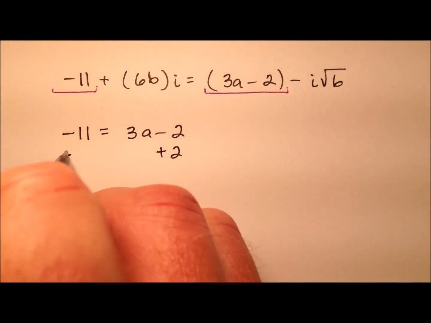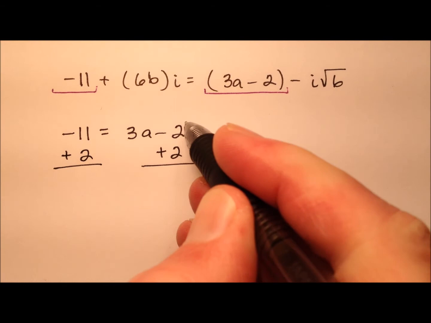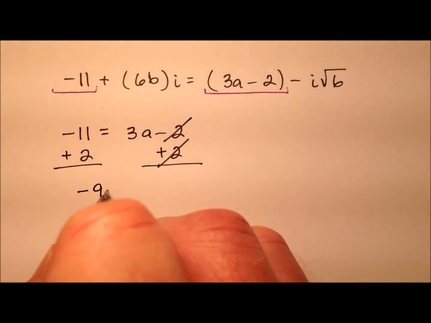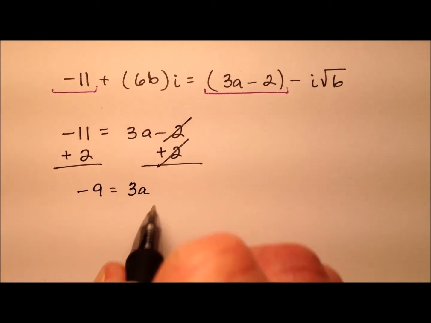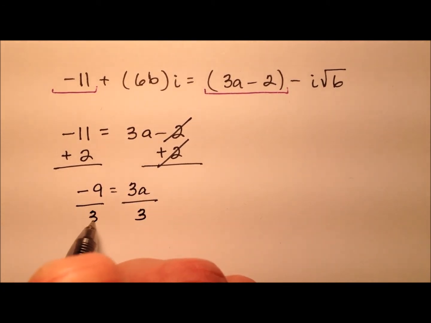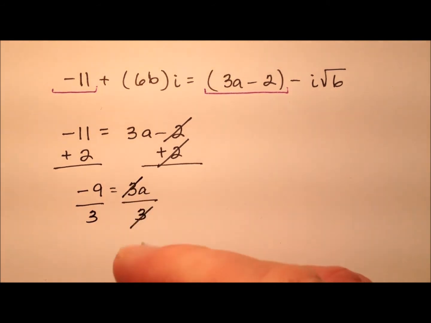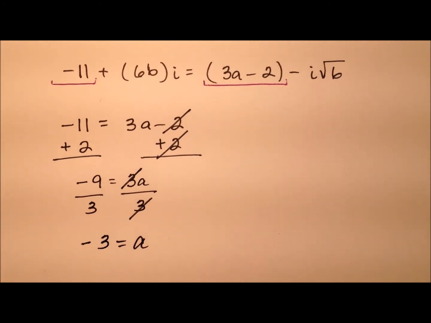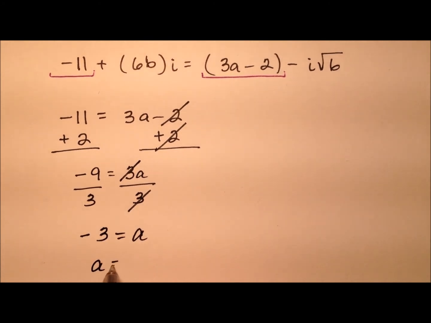So let's go ahead and add 2 to both sides of the equation. So these 2's cancel. So I have negative 9 equals 3a. And when I go ahead and divide both sides by 3, I can isolate that a, and a equals negative 3. Or I can use my symmetric property and just say a equals negative 3 that way. Okay, so there's my value of a.